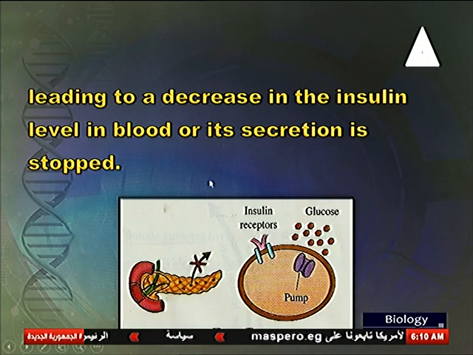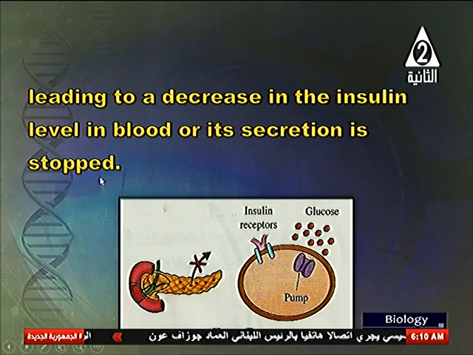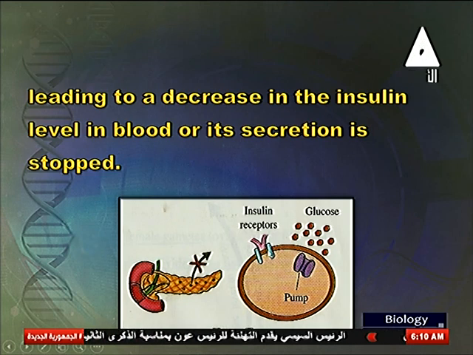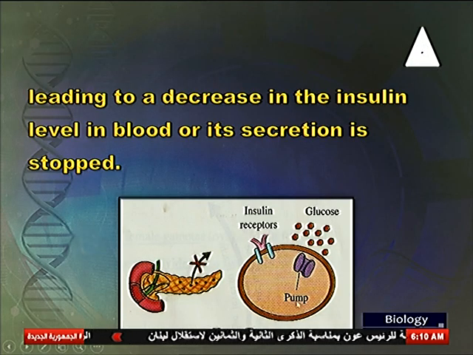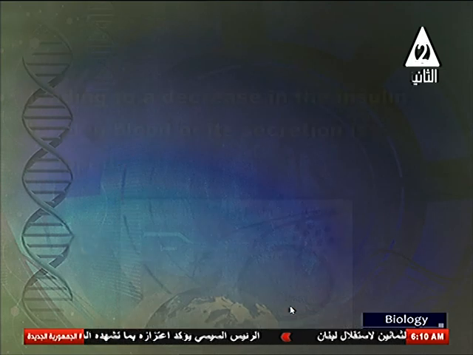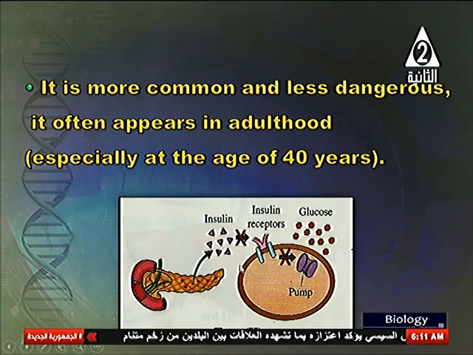So we have here two reasons. The tissue is unable to respond to insulin, and another reason is autoimmune disease that affects the pancreas and destroys the beta cells which secrete insulin, so the beta cells stop secreting insulin or decrease its secretion. The second type is more common and less dangerous.